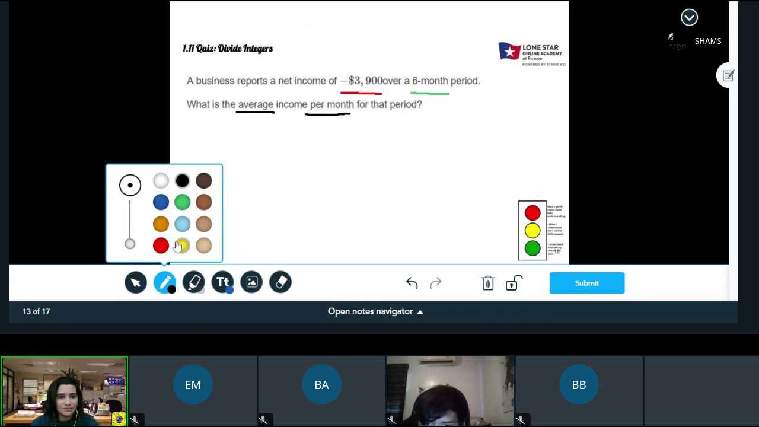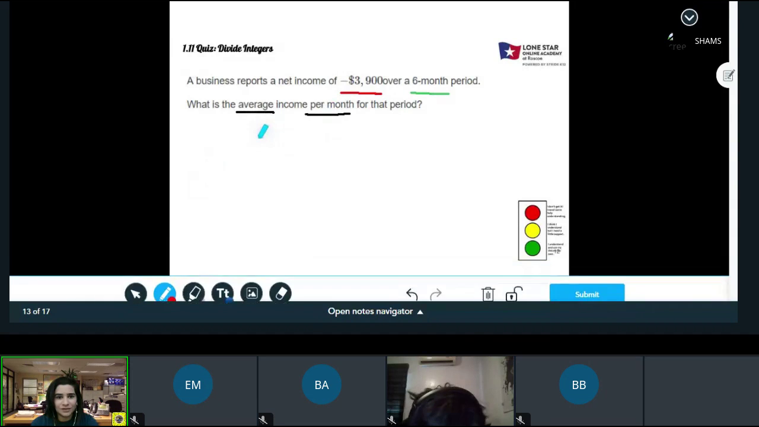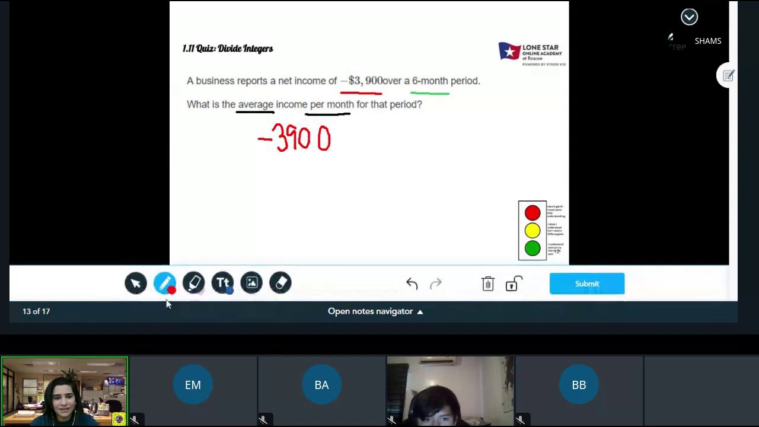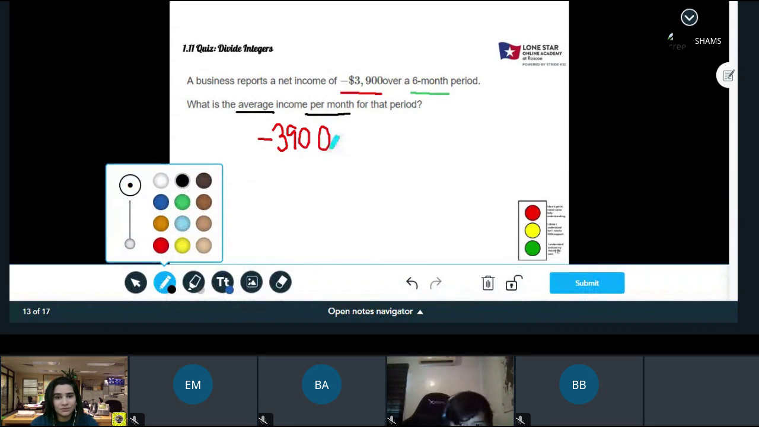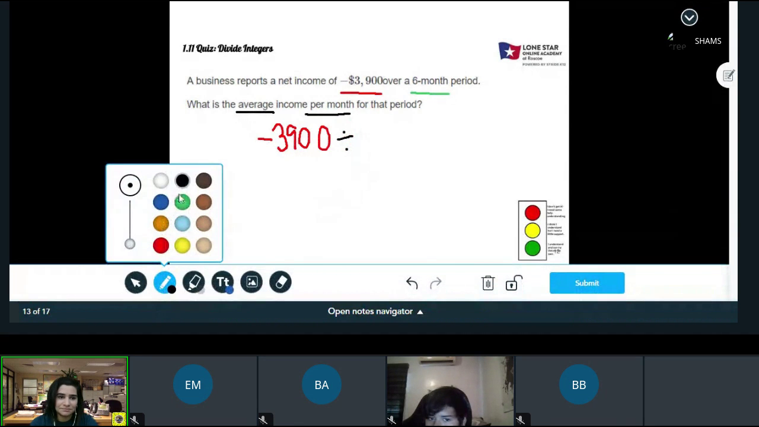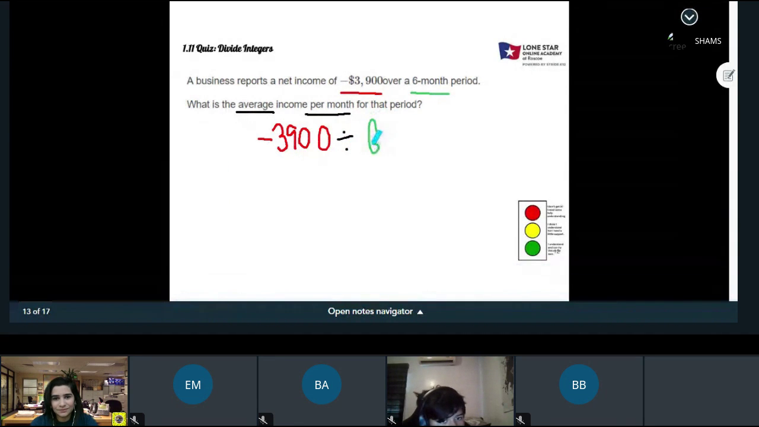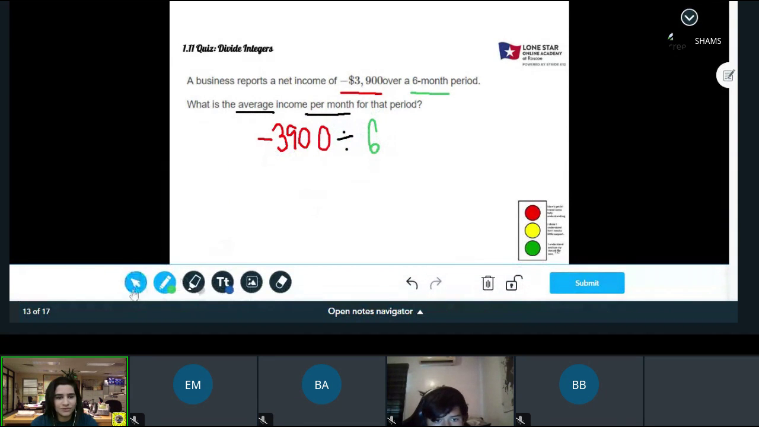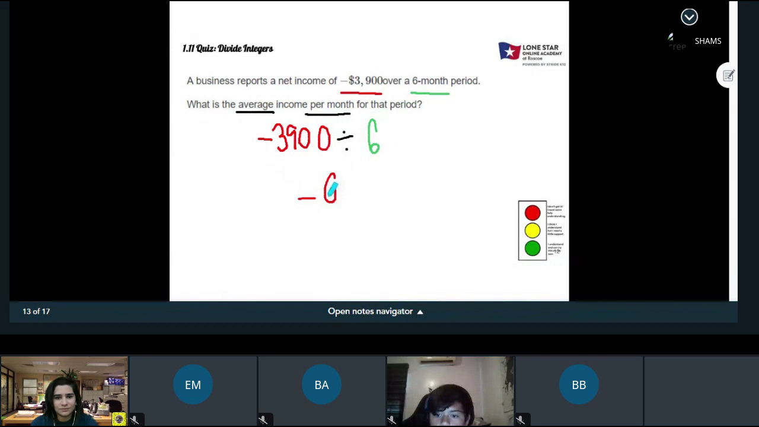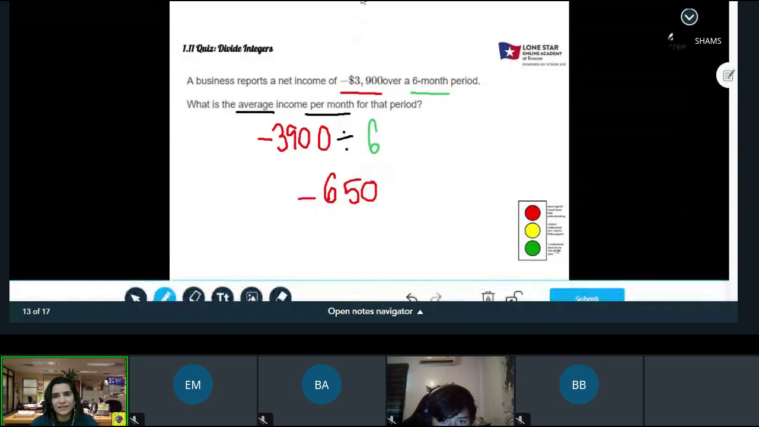So if I set it up, I'm going to be doing negative 3,900 divided by 6. And I'm going to divide it by a positive number. So my answer should be negative. A negative number divided by a positive number, the answer will be negative. Negative 650. Does someone need help dividing these numbers?